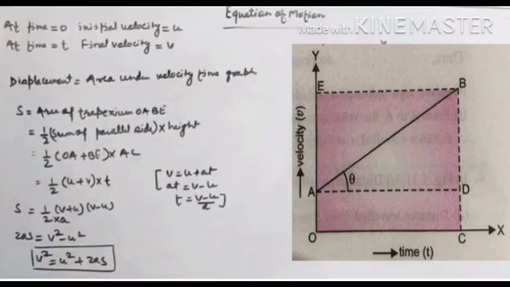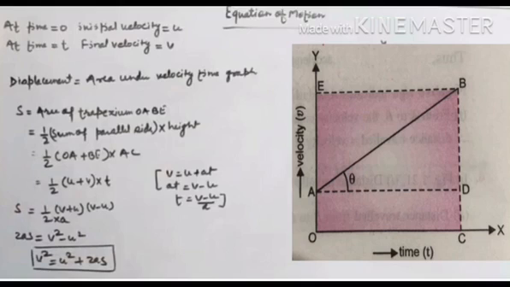In the third equation, we use the area of a trapezium. Distance travelled is equal to the area of trapezium OABC, which is equal to the sum of parallel sides upon 2 into the distance between the parallel sides. So S is equal to OA plus CB upon 2 into OC. OC is the distance between the two parallel sides. S is equal to U plus V upon 2 into T. From equation 1, V is equal to U plus AT, V minus U is equal to AT, and T is equal to V minus U upon A. Now put T is equal to V minus U upon A in the equation.